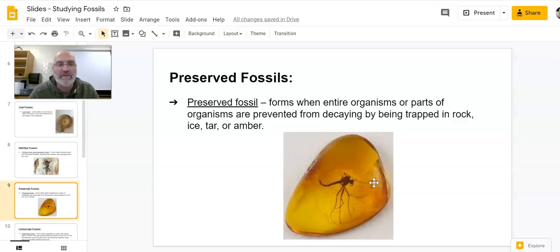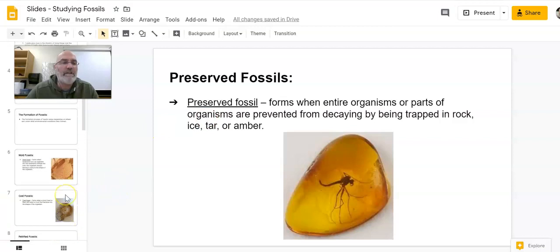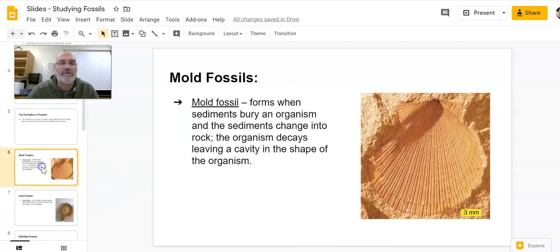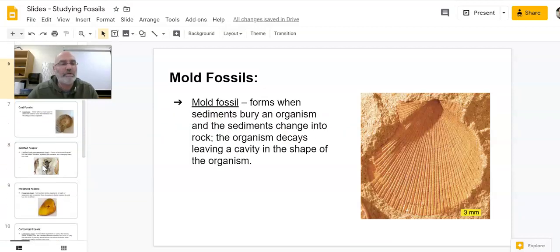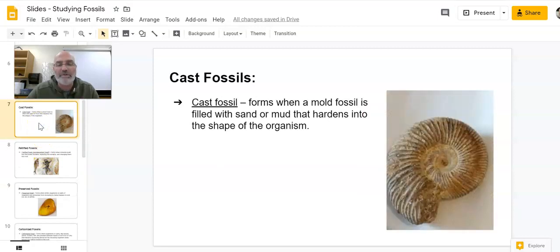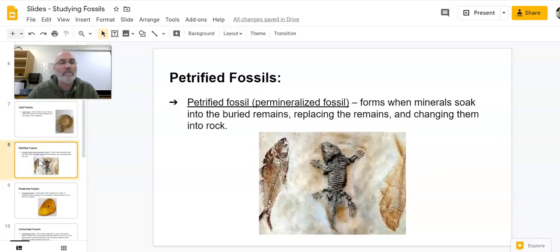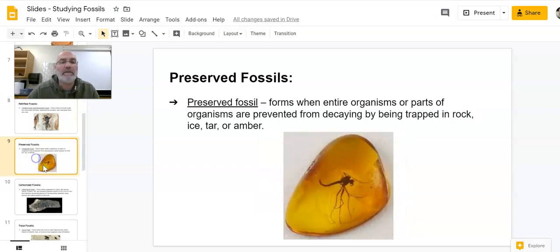And here's the question that I have. Of these four types of fossils, mold fossils, cast fossils, petrified fossils, and preserved fossils, which ones do you think are the most valuable to scientists who are trying to study living organisms that lived long and long ago? All right, take a pause and do some thinking about that right now.